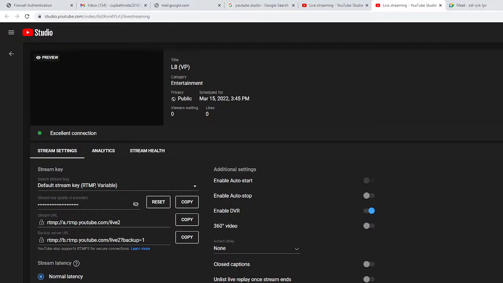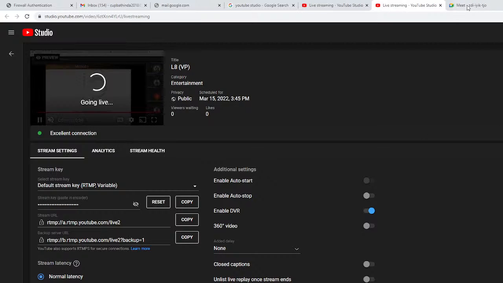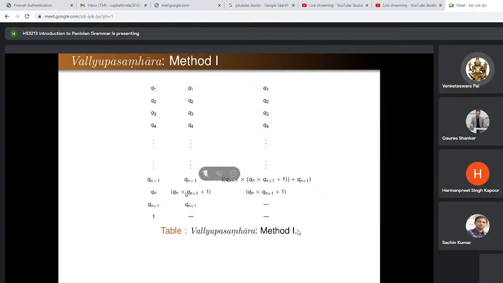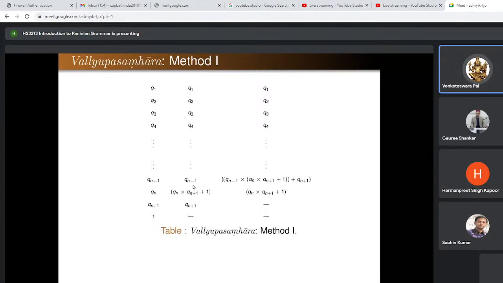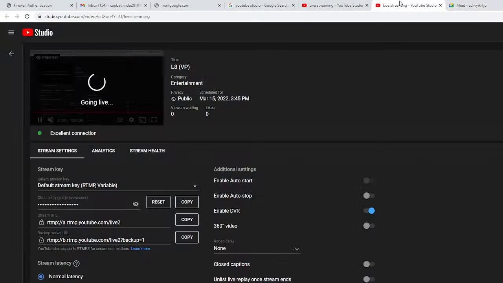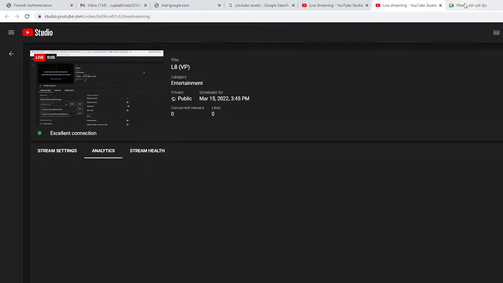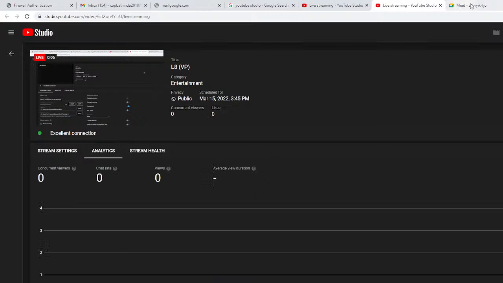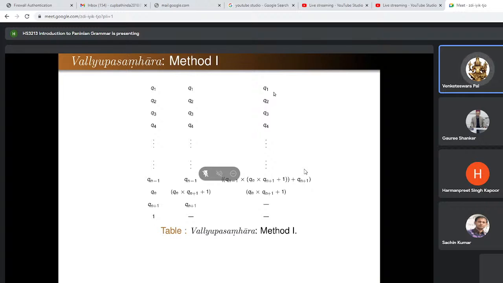In the third column, what you are doing is you have to multiply qn into qn plus 1 by qn minus 1 and then add qn plus 1. And you have to drop the last term in the second column. So you have the third column like this: q1, q2, q3, q4, and there is a large term that is qn minus 1 into qn plus 1 plus qn plus 1, and the last term in the third column is qn into qn plus 1 plus 1.